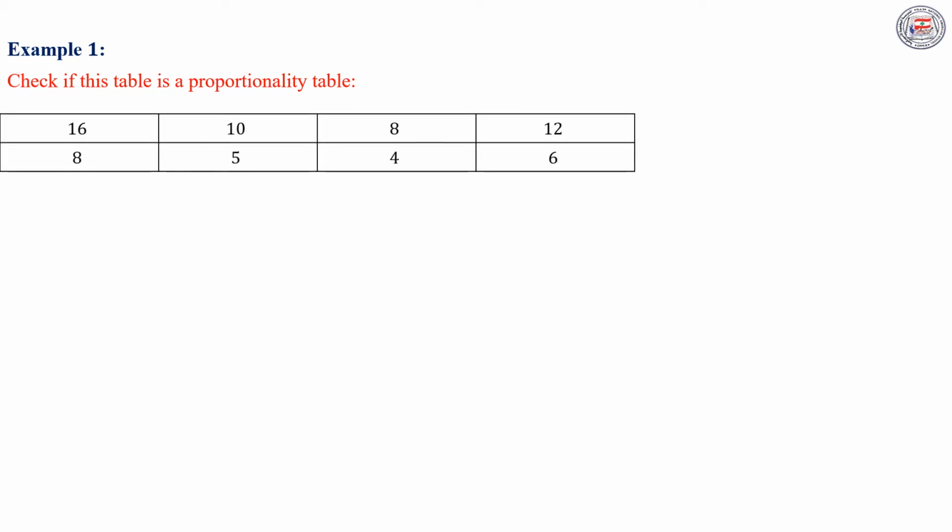In order to clarify this idea, let's take our first example. In this example, we have to check if this table is a proportionality table. In order to know if this table is a proportionality table, we have to take every column and divide the first row in this column by the second row in this column. That means we have to divide 16 by 8 and we get 2. Then we divide 10 by 5 and we get 2. Then we divide 8 by 4, we get 2. And finally we divide 12 by 6 and we get 2.